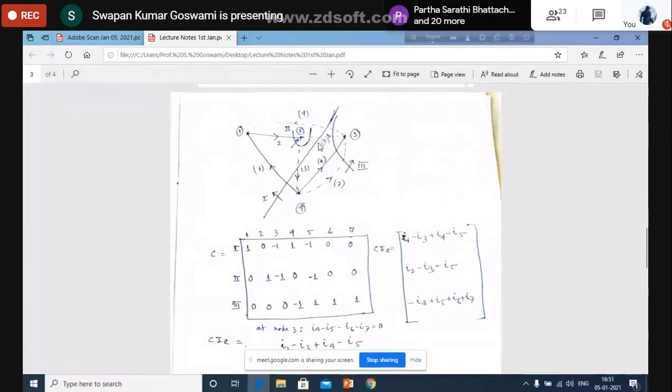4 and 5, these two elements. Okay, and these two will appear as the common admittance between the two cut sets.